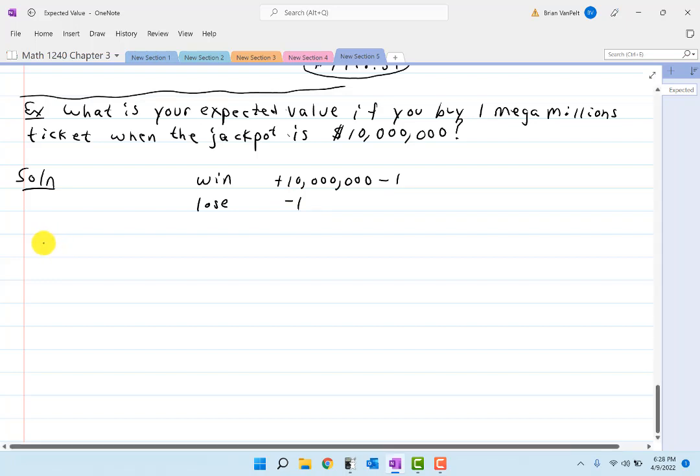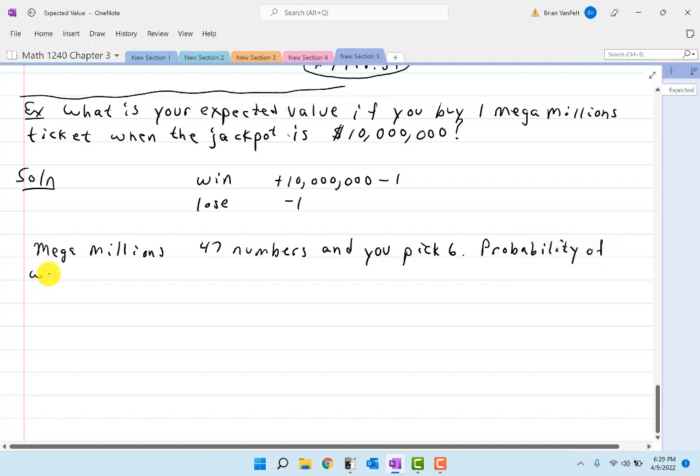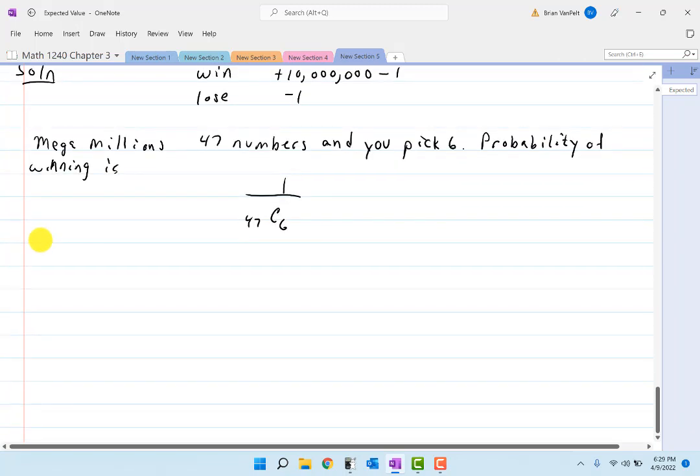Well, if you remember, the Mega Millions, you've got 47 numbers, and you pick 6. So the probability that you win, since you only bought one ticket, is 1 out of 47C6. So let's take a look at your expected value then.